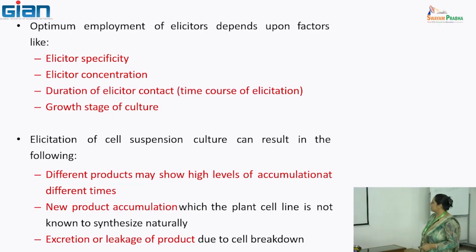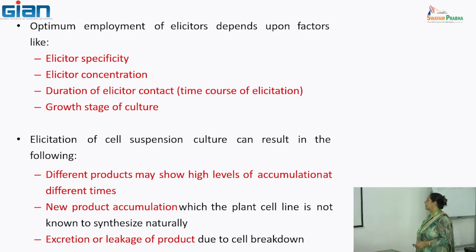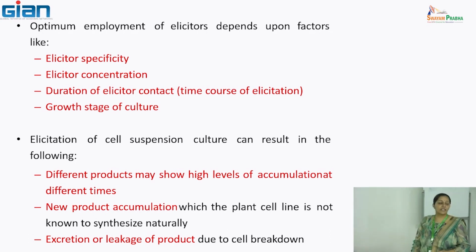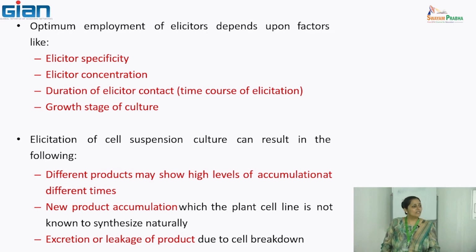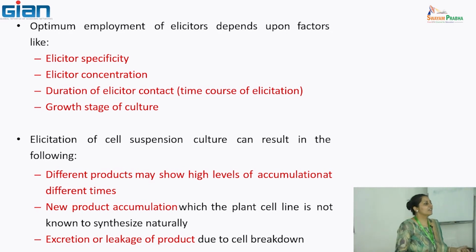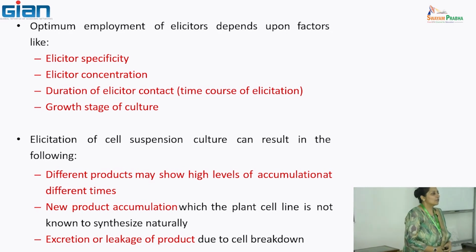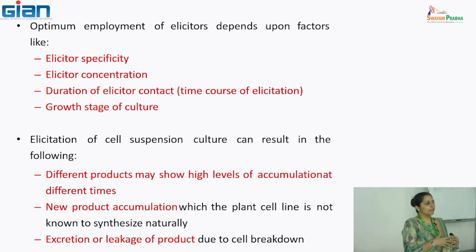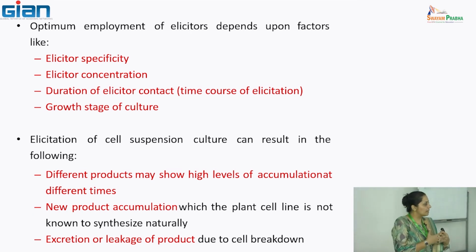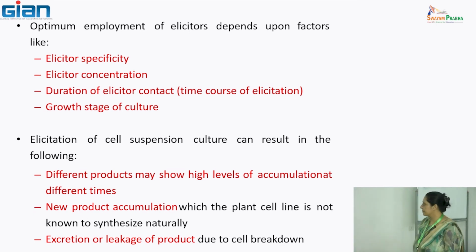Elicitation in cell suspension cultures can result in different products, which may show high levels of accumulation at different time points, because it depends on your elicitation strategies. Generally, these are stress inducers. So under a stress environment, the cell will be gearing up its entire secondary metabolism. So you might be able to observe other products also coming up.